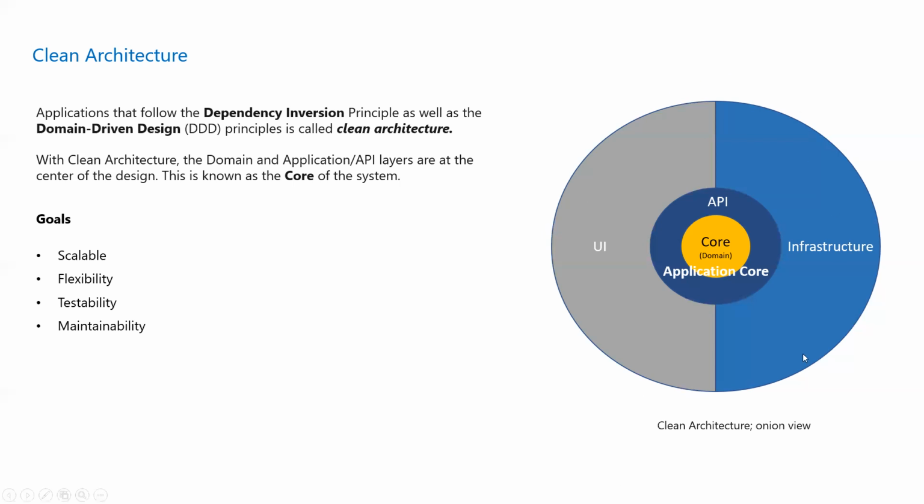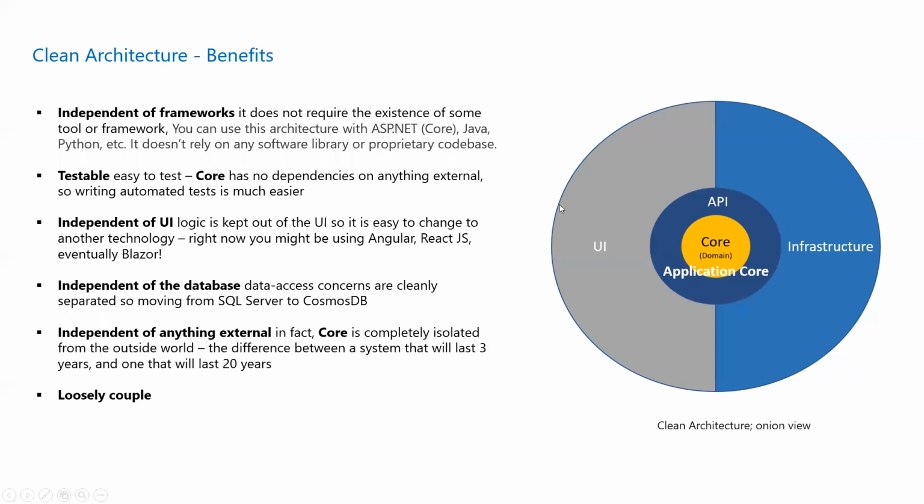So this is how the clean architecture will look with the onion view. You will have the UI project at the left side and the infrastructure project at the right side. And in the center, we have the application core. So I have the core project and the API projects, which is called the application core. I will talk about the details, how the components of the application core, the classes and project structure will look in the subsequent slides.